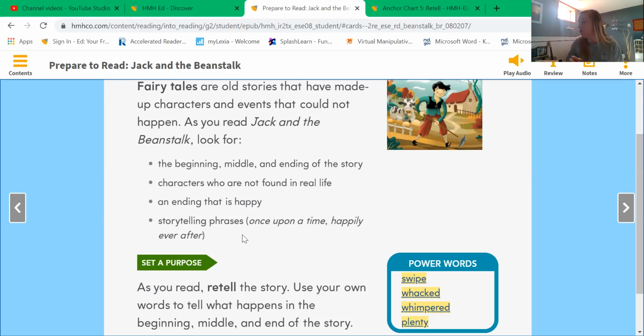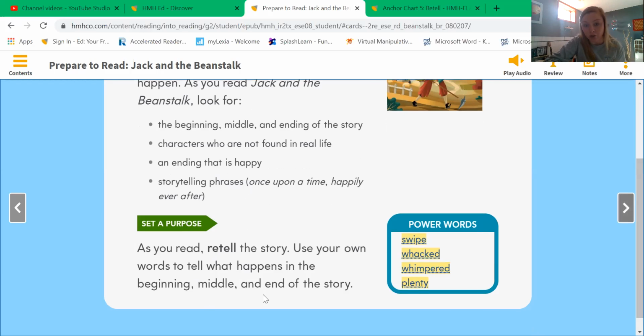What you're going to have to do when you get to the end of the story, when you answer the questions on page 153 of Jack and the Beanstalk, one question is you're going to have to retell the story. And you're going to retell the story in your own words, not words from the story. In your own words, tell what happens in the beginning, middle, and end of the story.